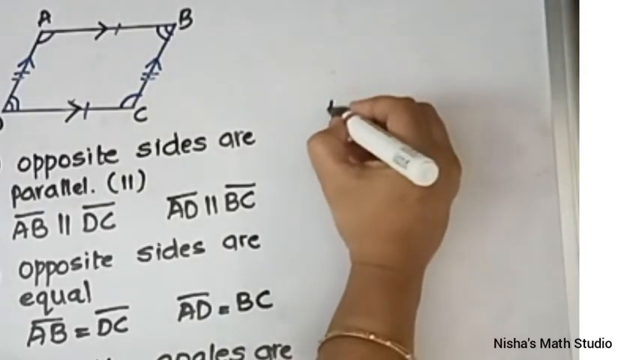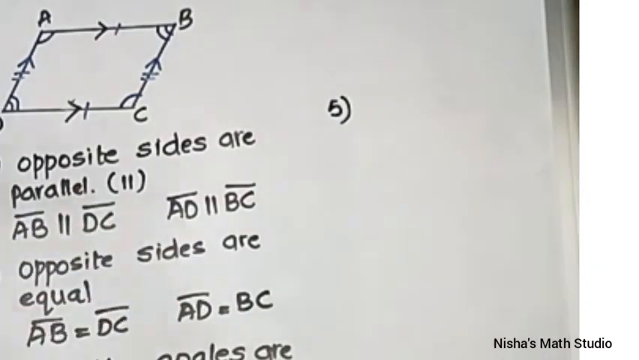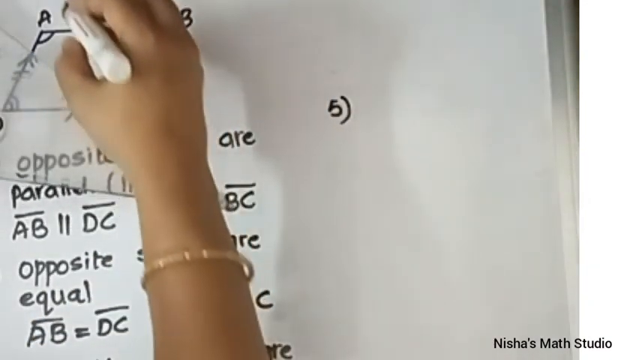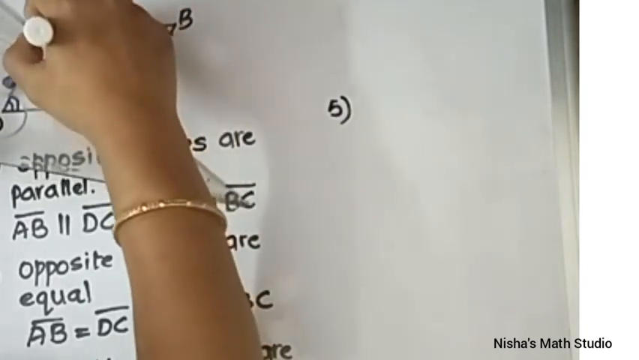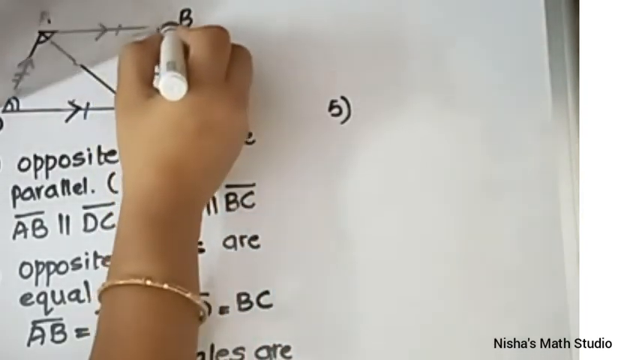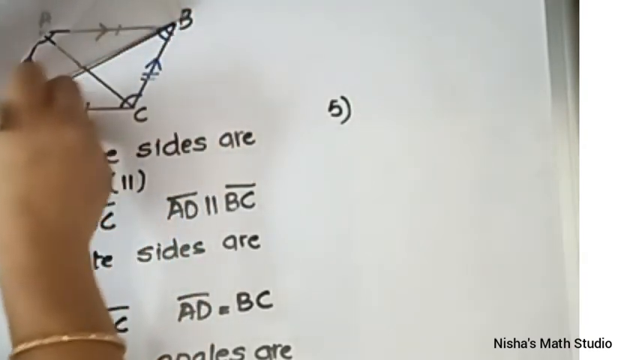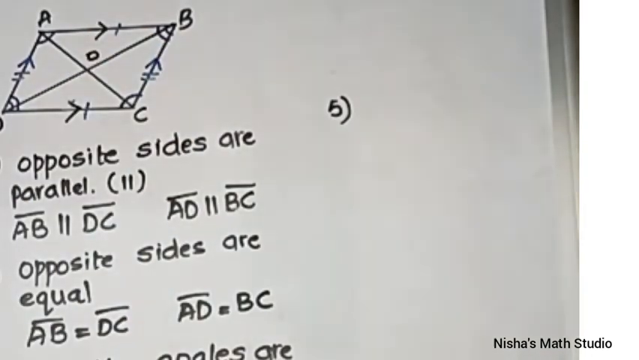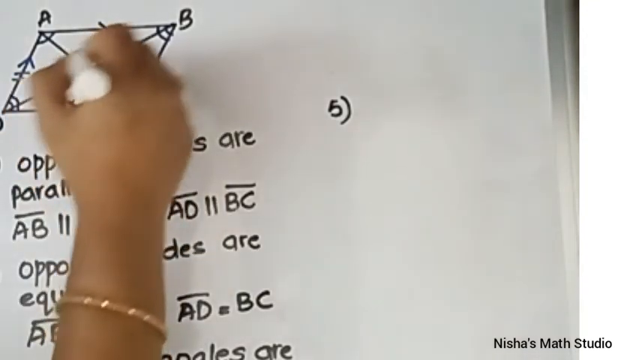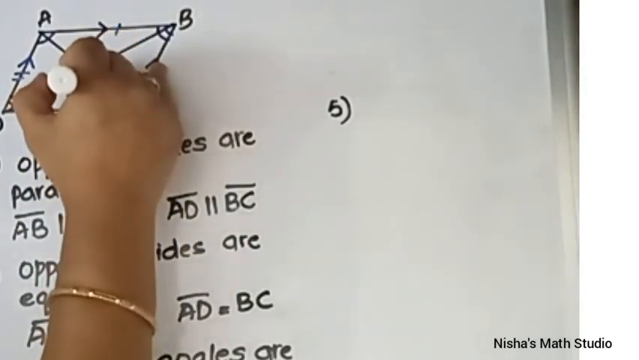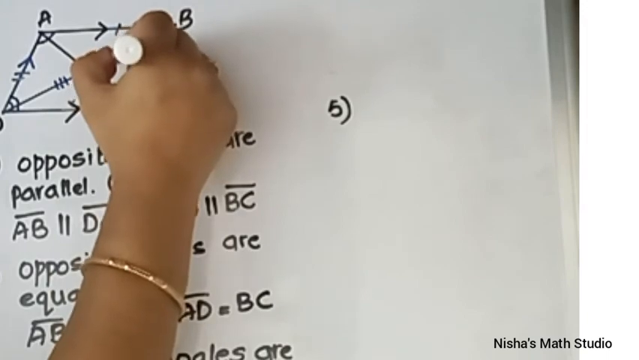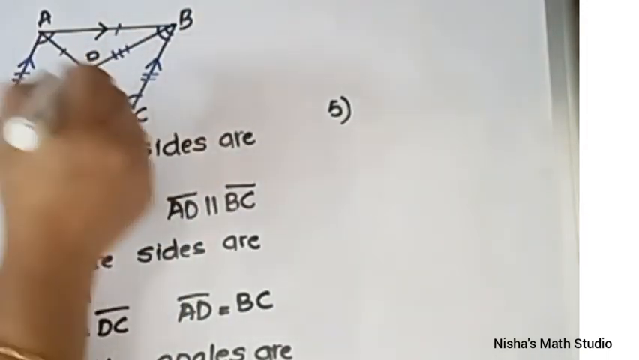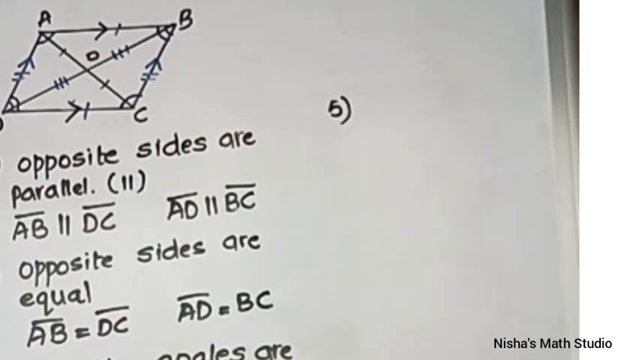The next property: the diagonals bisect each other in a parallelogram. You know how to draw the diagonals? So this is one diagonal, BD is the second diagonal. Consider they are going to meet at a point called O. Now, what is the meaning of bisecting? Cutting it into equal halves. So this line segment will be equal to this, and this line will be equal to this.